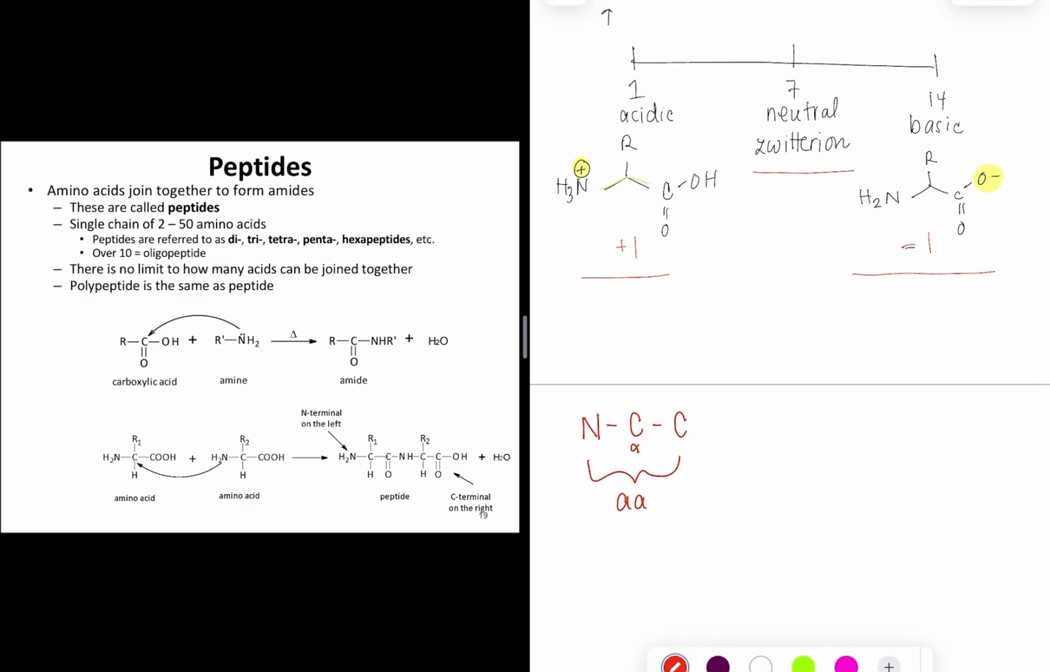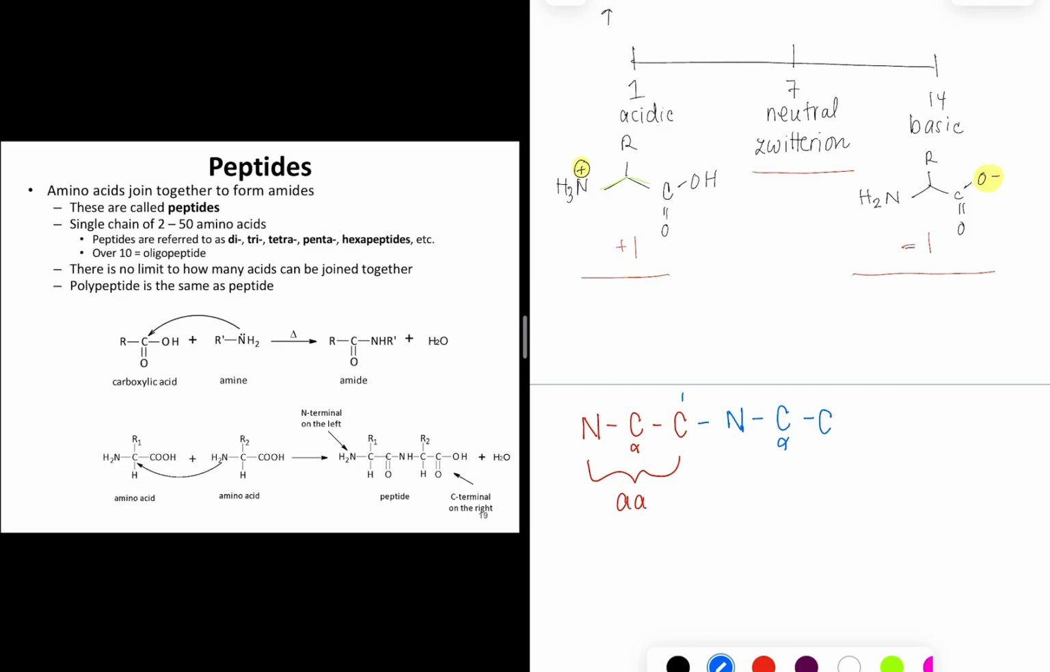Then I'm going to think about making a bond to another amino acid. Another amino acid would make an amide bond between this carbon atom and the amine end of the second amino acid. So I'm just going to draw carbon alpha and then the carboxylate end.